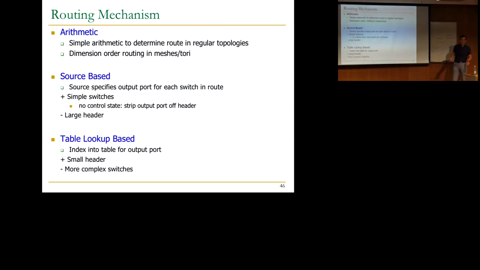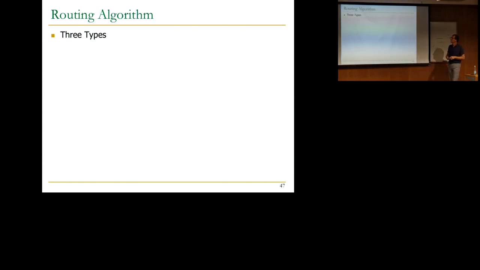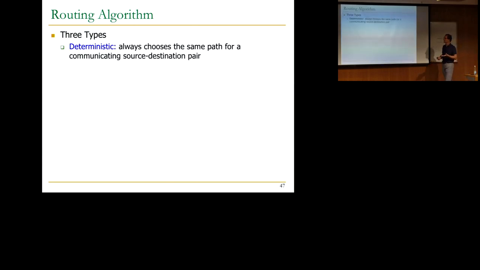I call it the mechanism because this is kind of how you determine the next place to send a message to. But there's also an algorithm that's different, that governs different things. And there are three types of routing algorithms. One is deterministic. Basically, the deterministic algorithm always chooses the same path for a communicating source and destination pair. If you're going from this node, you always go through the same path, deterministic.